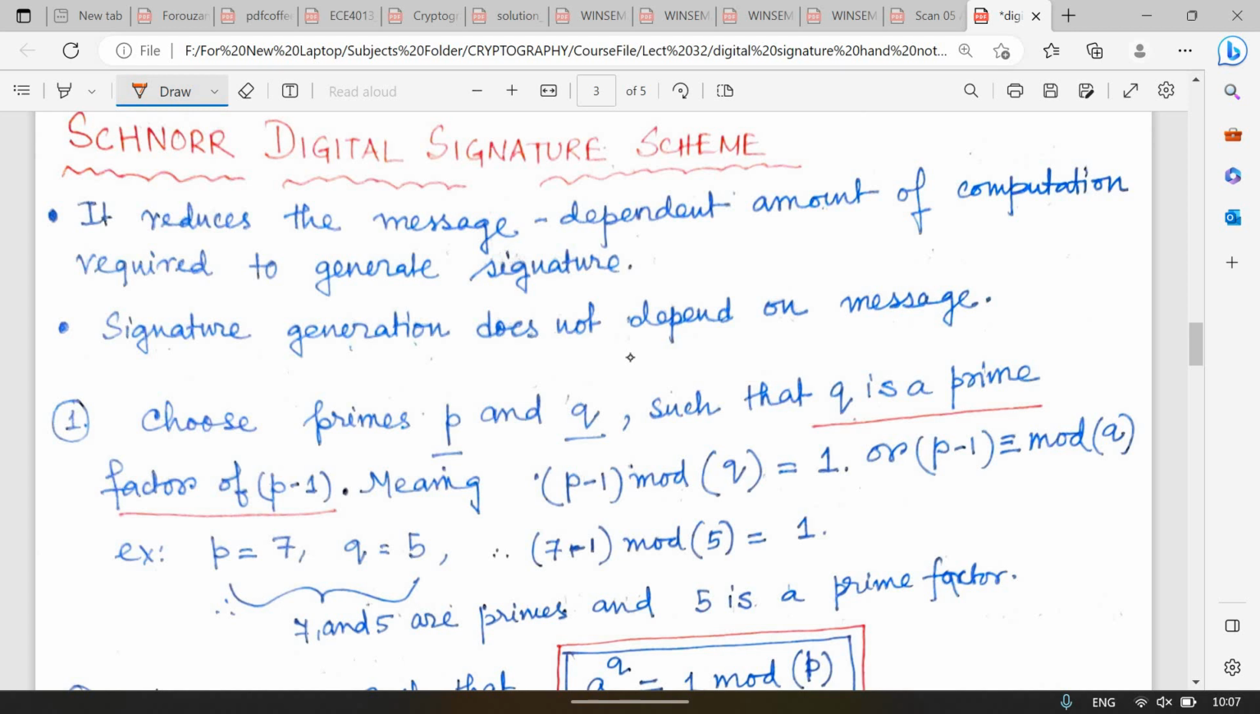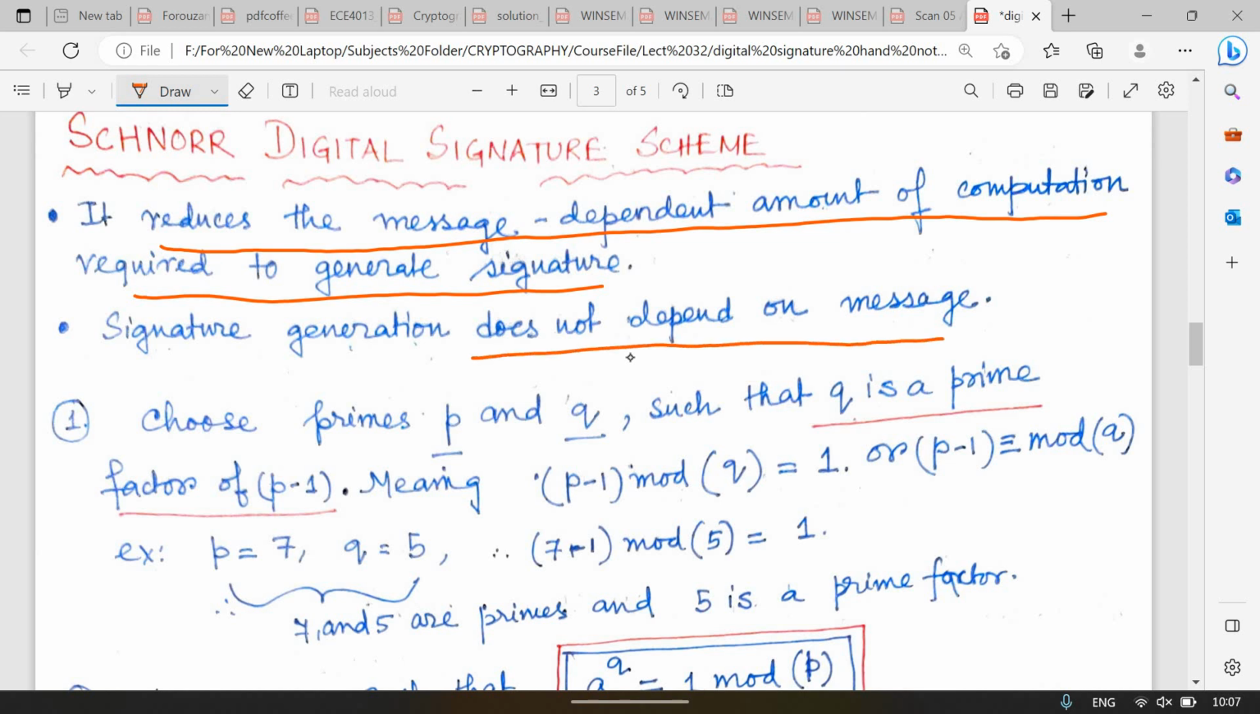But remember the important contribution of this algorithm, because the first line indicates it reduces the message dependent amount of computation required to generate the signature. So compared to ElGamal, we are making sure that the signature is not dependent on the message. That's a very important step. Irrespective of the message, the signature can be verified. So signature generation does not depend on the message directly. Indirectly, though, it might require it, we'll see that.